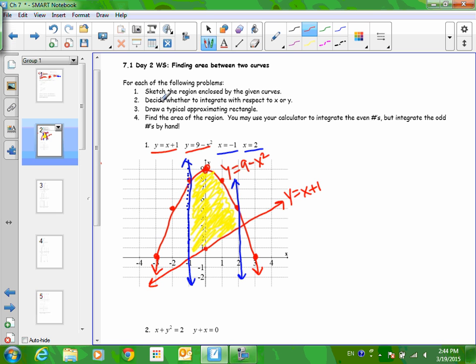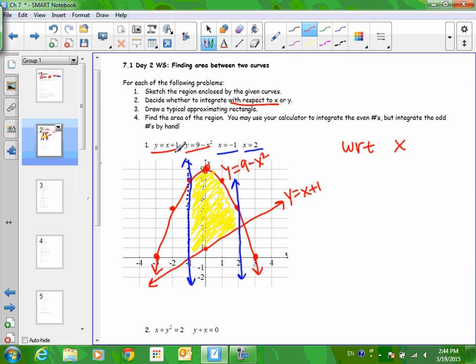Now number 2 says decide whether to integrate with respect to x or y. Let me tell you, the only thing we've done so far is with respect to x. So I want you to write that, with respect to x. This WRT is just short for with respect to. You can write it out if you want.